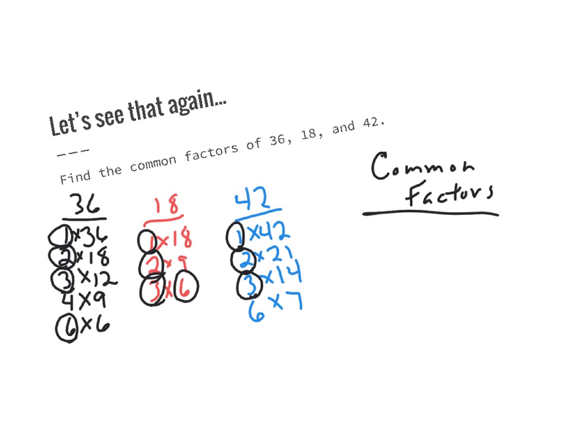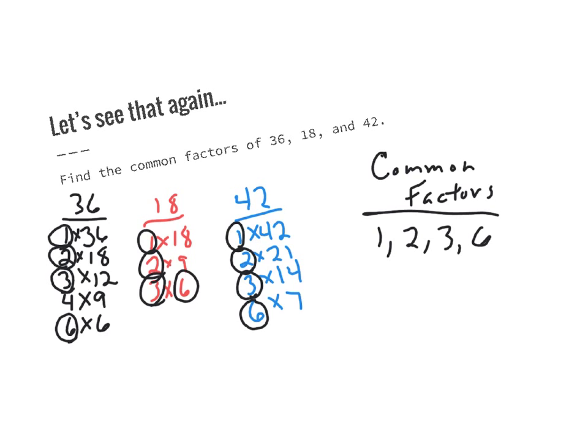9, well, these two, 18 and 36, share 9, but 42 does not have 9, so that is not a common factor. It's only common if all of them share it. All have to share it together. So then 18, well, again, 18 and 36 share 18, but 42 does not have it there. So that is not common. I forgot to circle my 6 here. Okay, so I've got 1, 2, 3, and 6. These are the ones that they all share in common.